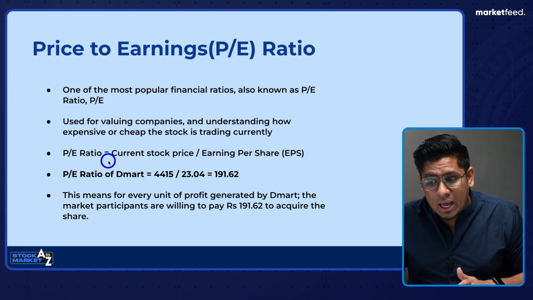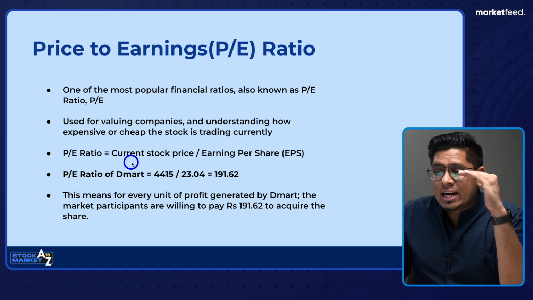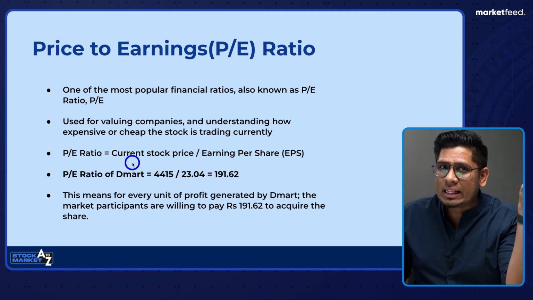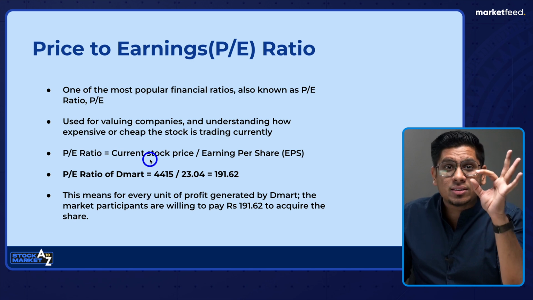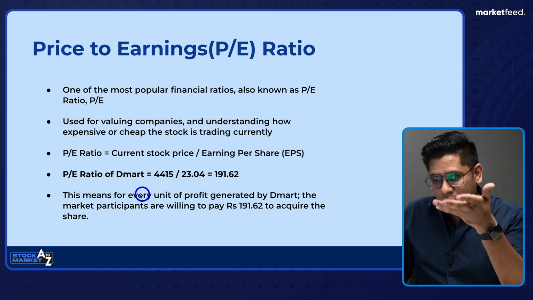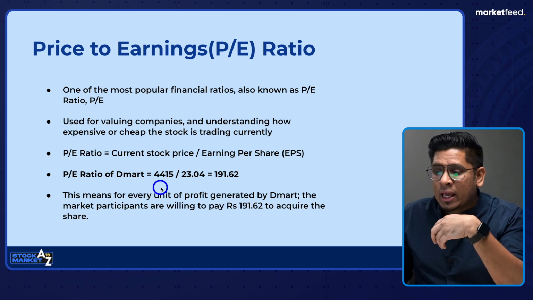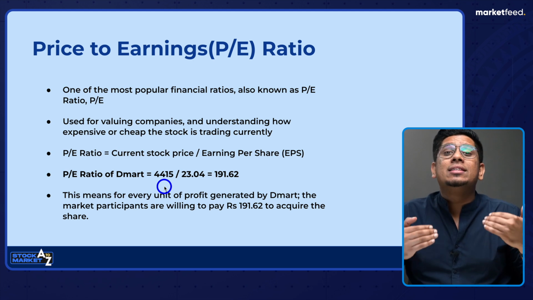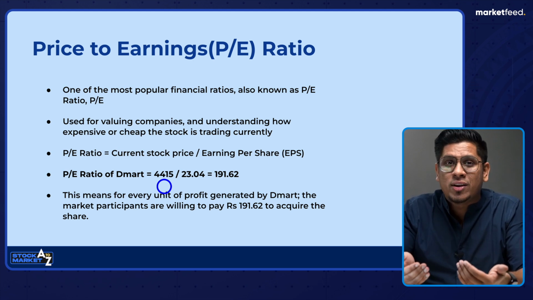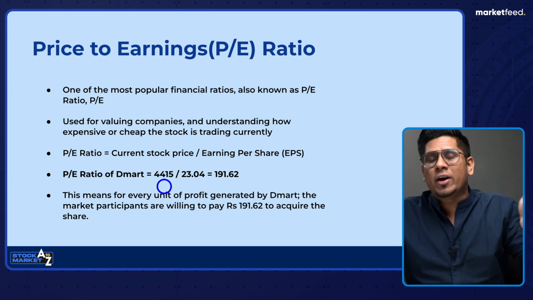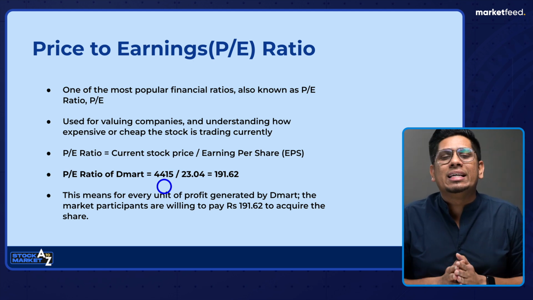The PE ratio's formula is current stock price divided by earnings per share. Earnings per share we learned in the last video, right? So PE ratio is current stock price divided by earnings per share. Now let's actually put numbers and see for Dmart. In all of these videos we've been taking the example of Dmart to do everything. We learned how to analyze financial statements of Dmart. Now financial ratios also we are doing with the example of Dmart.